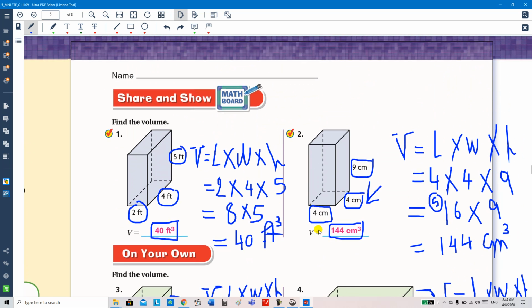Okay guys, this is our lesson today. Now I will listen to your questions. You have today to apply our formulas that we studied before about volume of prism or rectangular prism.